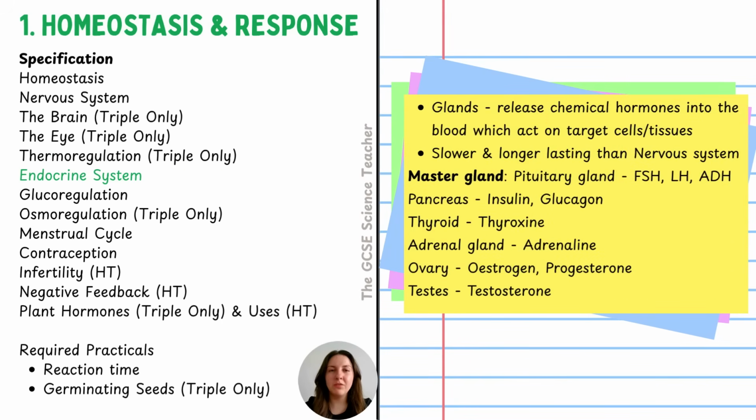The endocrine system is made up of glands that release chemical hormones into the blood, which act on target tissues and cells. They have a slower but longer lasting response than the nervous system. You need to know the following glands and hormones. The pituitary gland, or the master gland, releases FSH, LH, and ADH.